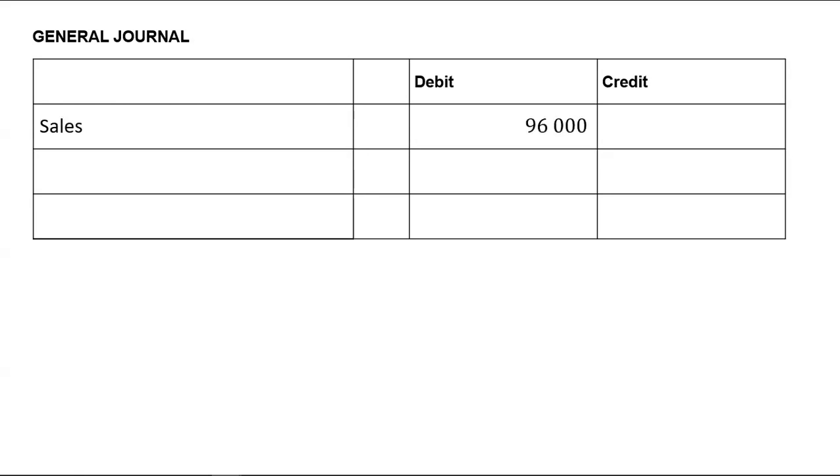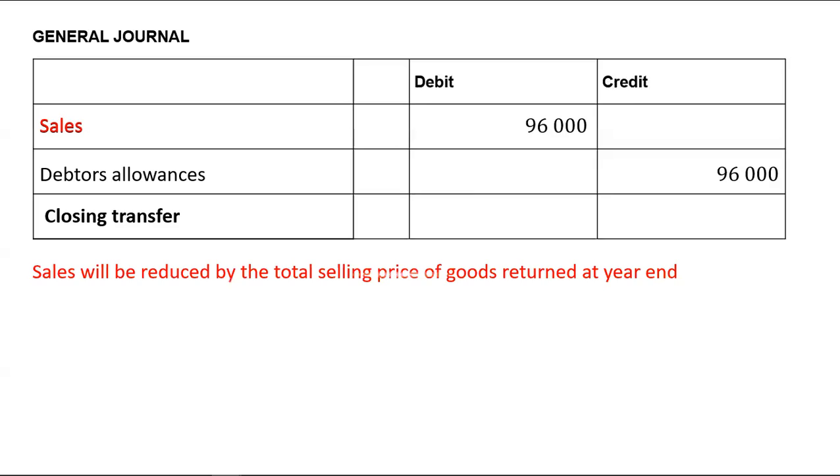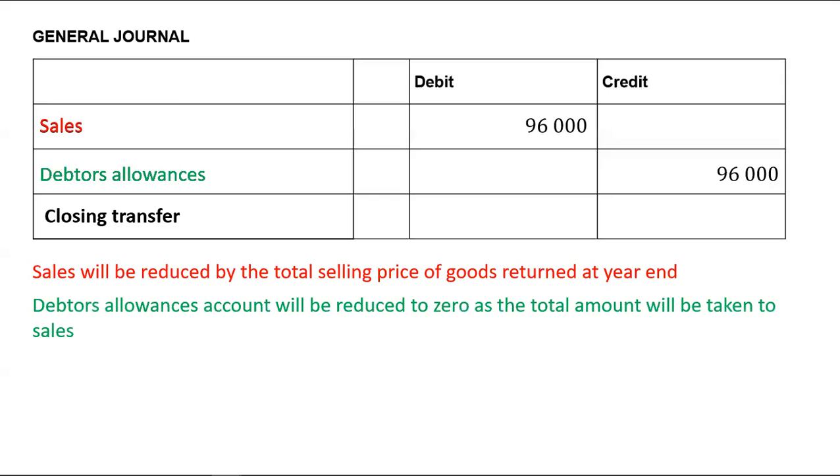And your debtors allowances will decrease. Remember, debtors allowances increase on the debit side. In this case, they will decrease on the credit side by 96,000. And the reason we do this is because your debtors allowances at the end of the financial year will be closed off against sales. So the amount will be taken to sales, and we are going to subtract it from the sales figure. Please write NB next to this because it's very, very important.